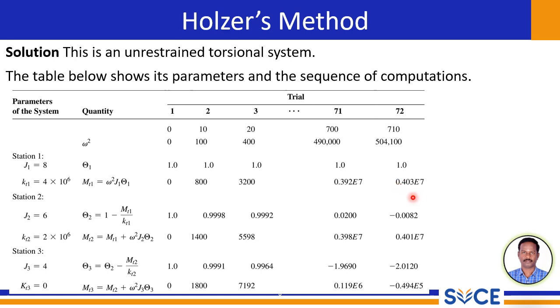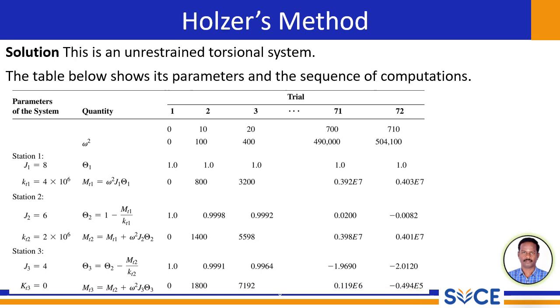So you can observe in the table how the value of M3 changes as we try different values of omega. For instance, in trials 71 and 72, where we assume the frequencies are 700 and 710 radians per second respectively, the final torque we get at station 3, that is M3, is 0.119E6 and minus 0.494E5. We suggest that the natural frequency lies between 700 and 710 radians per second.